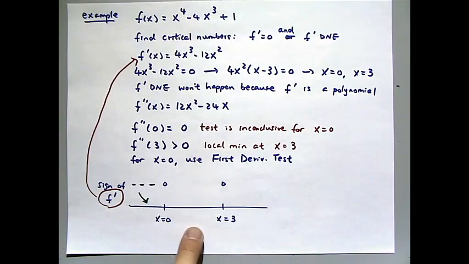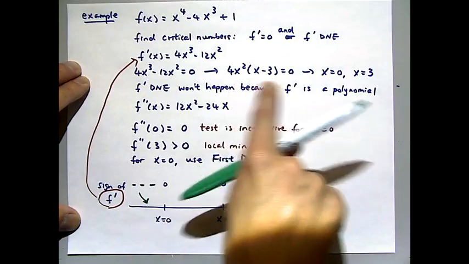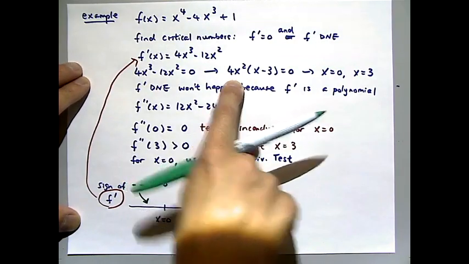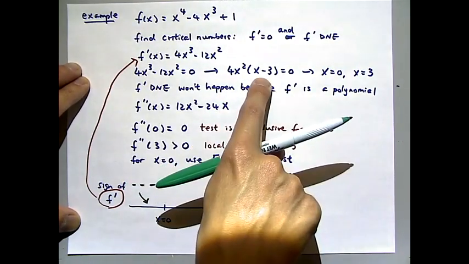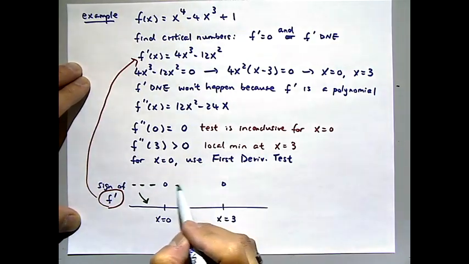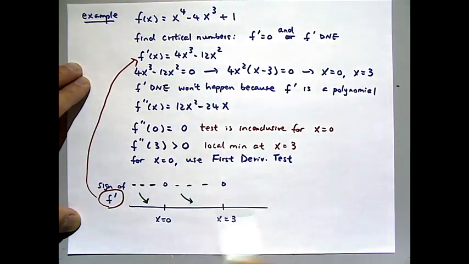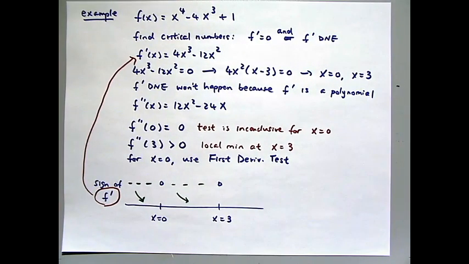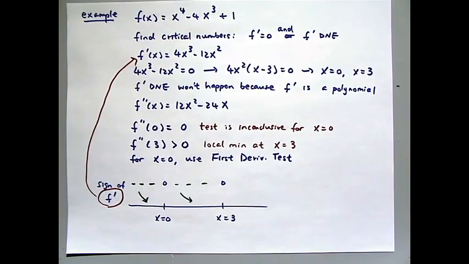If I choose x is equal to 1 here, once again, the factored form is convenient. That's always positive. If I choose 1, that's clearly also negative. So now we see that because there's no sign change, the function was decreasing before, decreasing after. Therefore, x is equal to 0 is not a local max or a min.